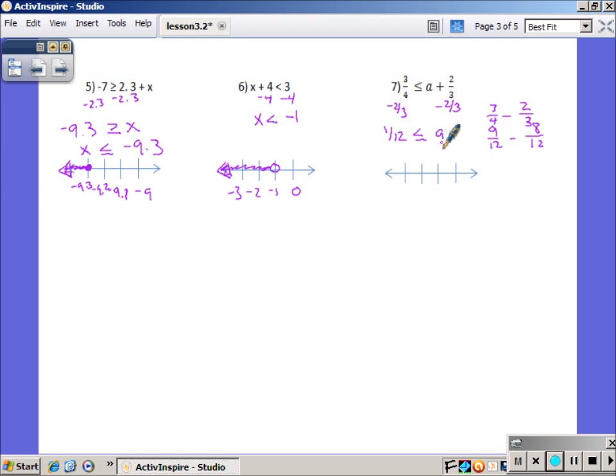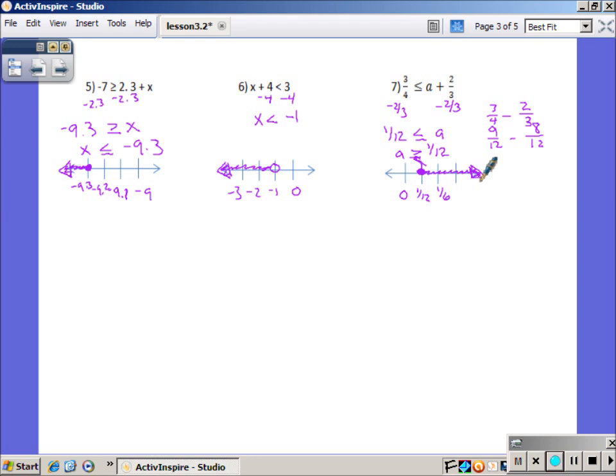Again, our variable is on the right-hand side, I'm perfectly fine with that, but if you want it on the left, mouth opening towards that a, so I would say that a is greater than or equal to 1/12. Why not go in 12ths? 2/12 would be 1/6. Okay. Solid dot at 1/12, because we do have an or equal to, it is greater than or equal to, so then my shading will come to the right.